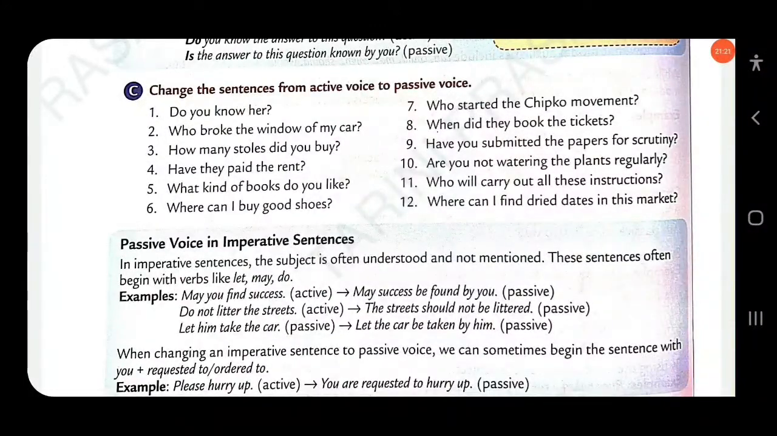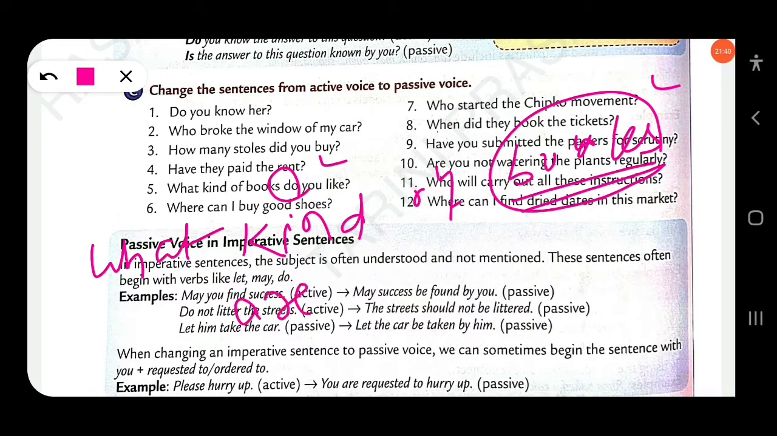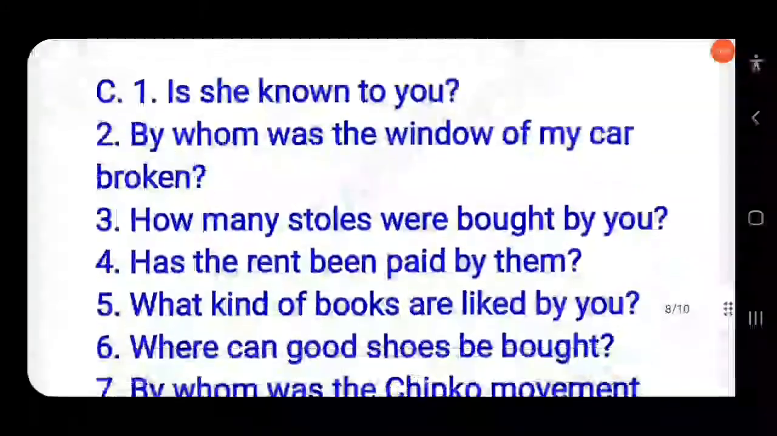Yes. So here simple present tense is used. So you have to write here what kind of books, and here is or are will be used, are, because the object books is plural. What kind of books are liked by you? Clear? What kind of books are liked by you? Okay. Then next question here. So here: what kind of books are liked by you?